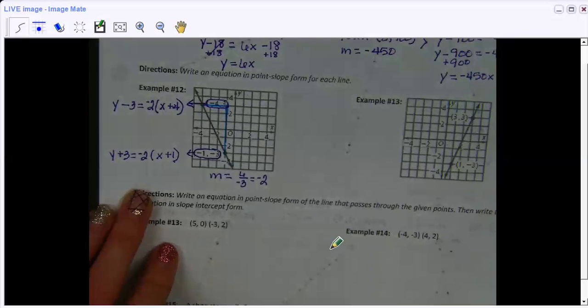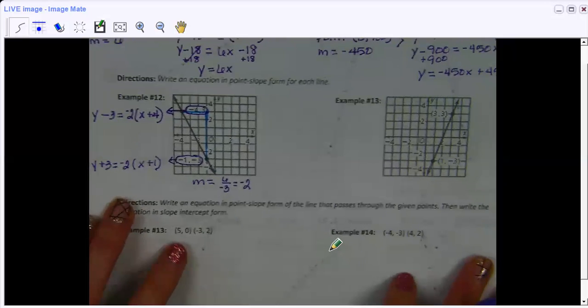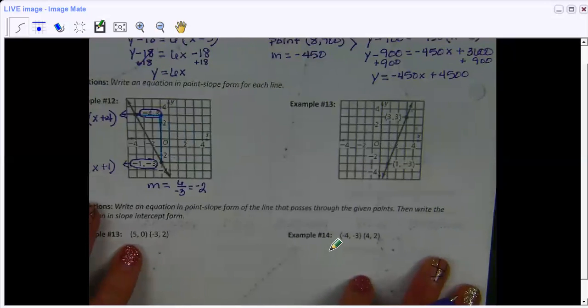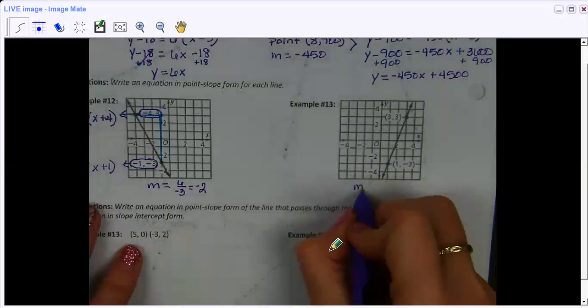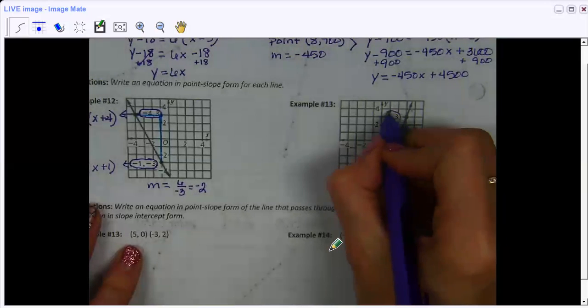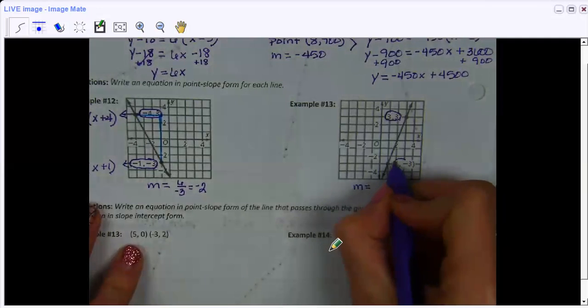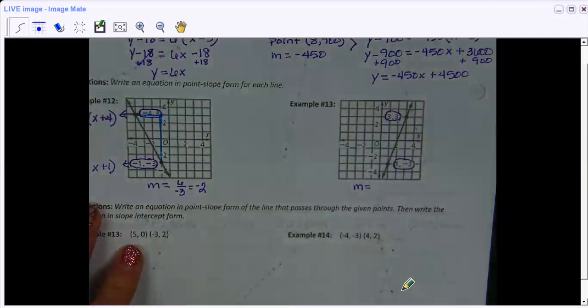Okay, now over here on this graph, I want you to find the slope, and then I want you to use both of the points to write out the equation, okay? And then we will check back in.